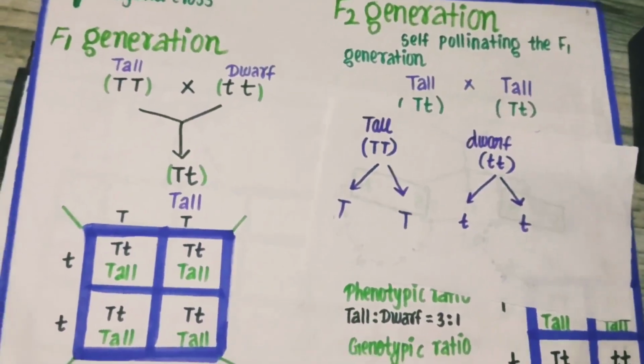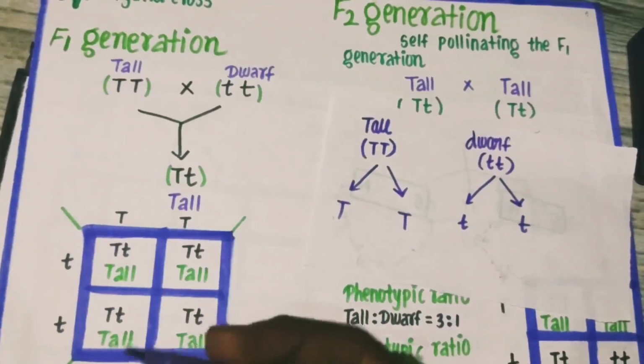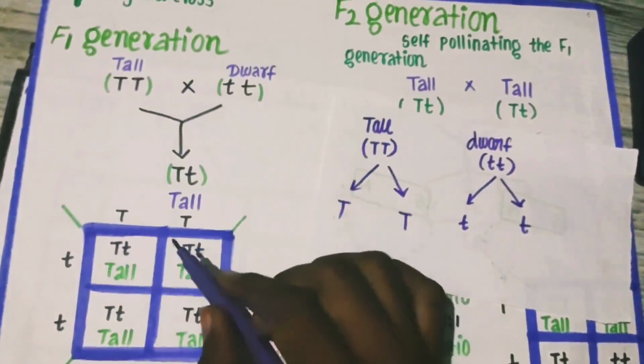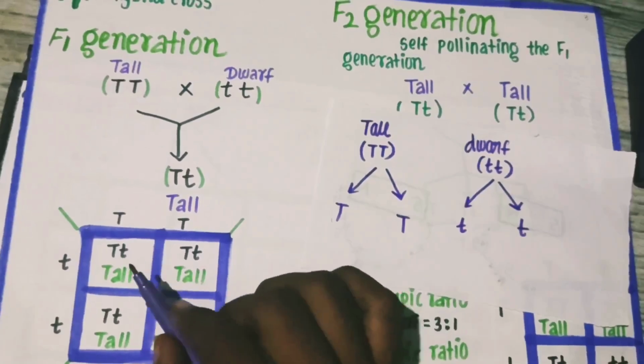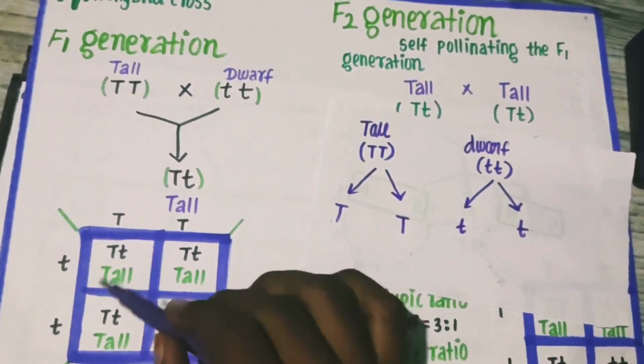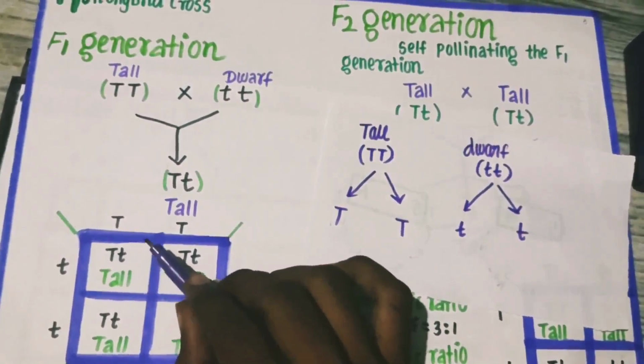You can see the genotype and phenotype of all the offspring produced in the F1 generation is the same. Everybody is going to have the same genotype and same phenotype, so everybody is going to be tall. Why are they going to be tall? Because the character which is dominant will be expressed in the F1 generation. That is what you have discussed, right?